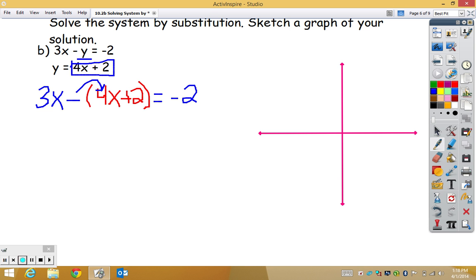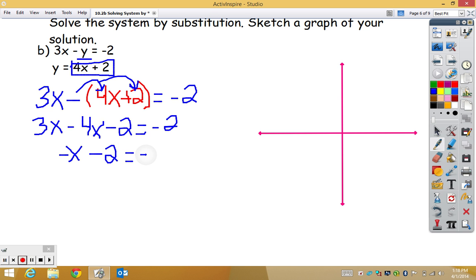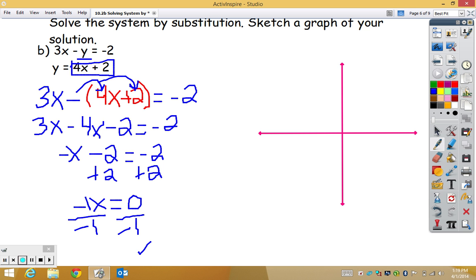Here I'm going to distribute the negative. So I get 3x minus 4x minus 2 equals negative 2. That gives me negative x minus 2 equals negative 2. Add 2. Negative x equals 0. Remember, there's a negative 1 in front, so we're going to divide because of multiplication there. So x equals 0.